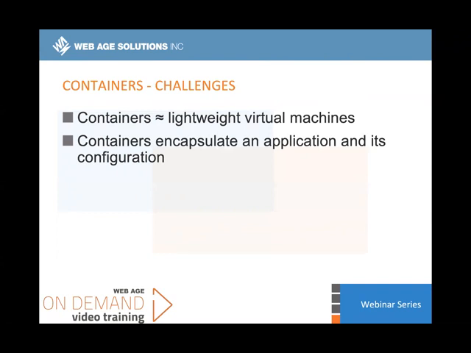In a container world, I simply take the component, package it in a container, and deploy it into an environment. And all that configuration goes with it. So these containers then are very, very attractive as a unit of deployment.